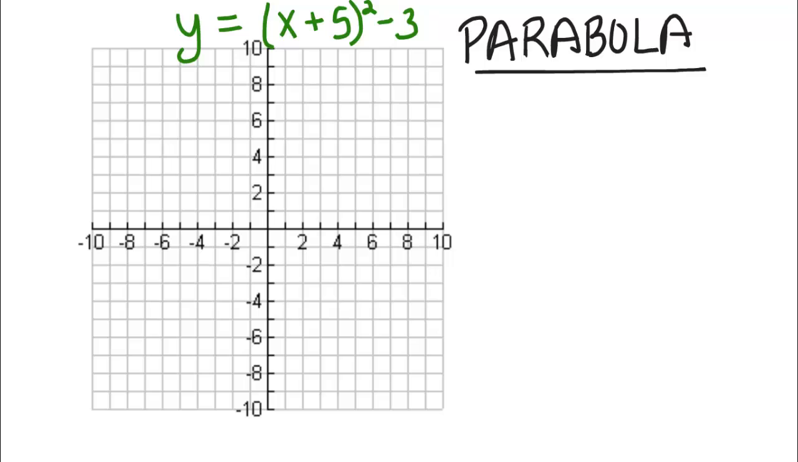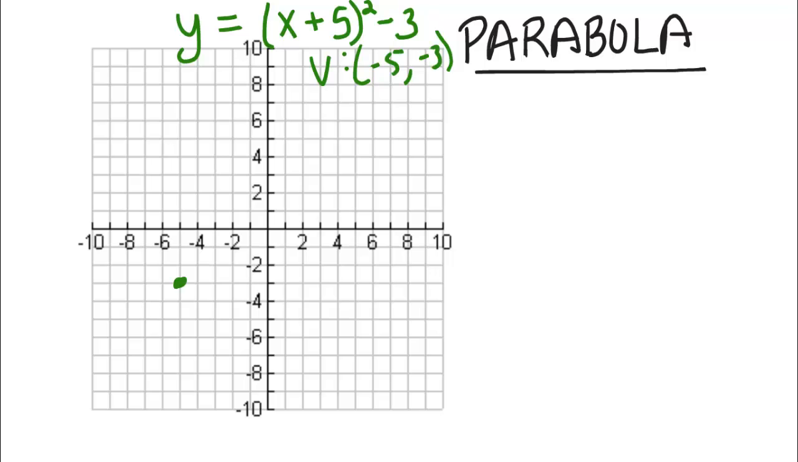Let's just do one more and see if we can jot down some interesting things about it. Can you guess where the vertex is going to be even before I graph this? If you said -5, -3, you are correct. It's shifted 5 left and 3 down. Is it opening up or down? Well, there's no negative out front, so it must be opening up.